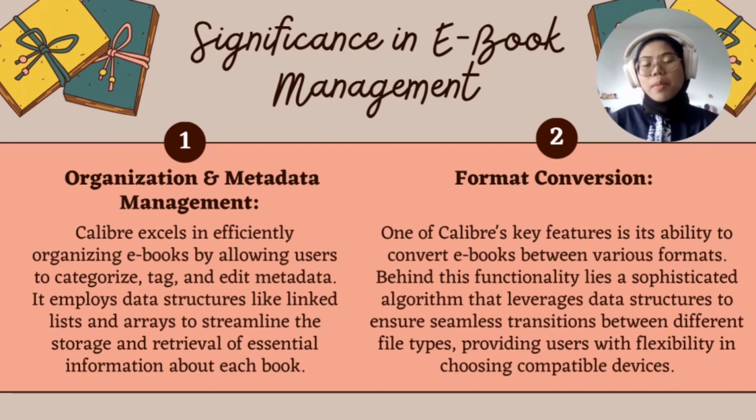Significant in ebook management. In this section I will introduce you to four main managements in Calibre. First, we have organization and metadata management. Calibre excels in efficiently organizing ebooks by allowing users to categorize, tag, and edit metadata. It employs data structures like linked lists and arrays to streamline the storage and retrieval of essential information of each book.